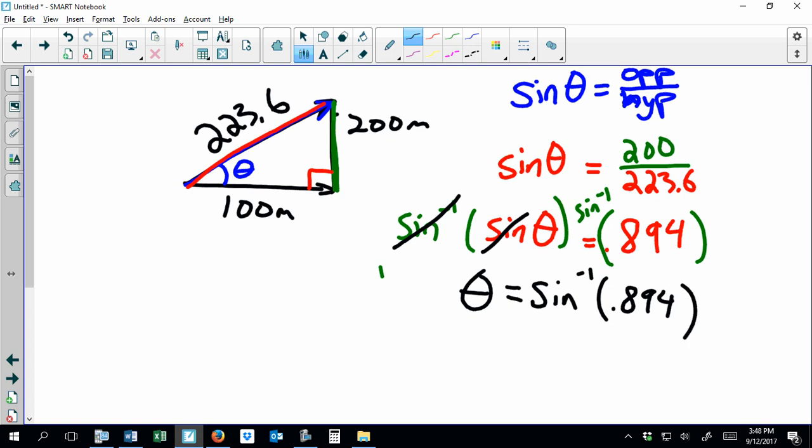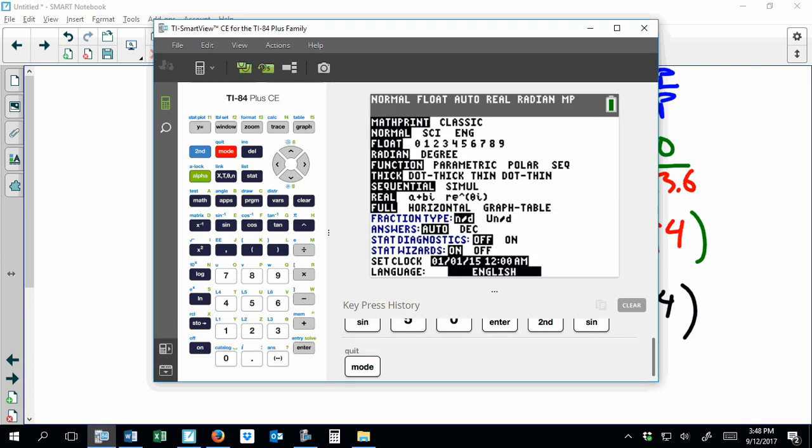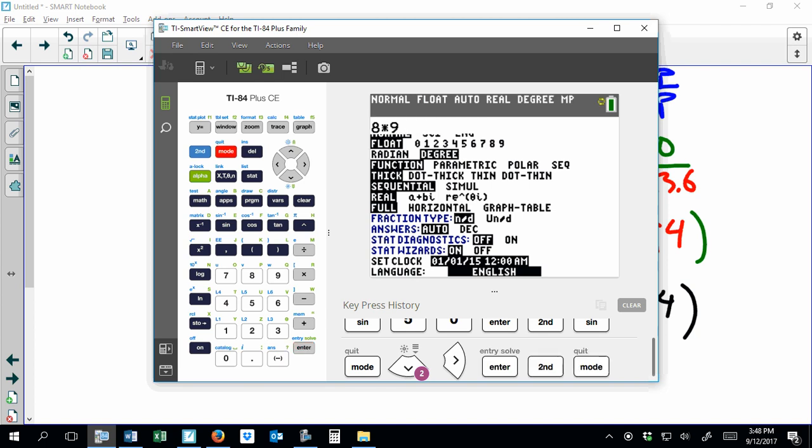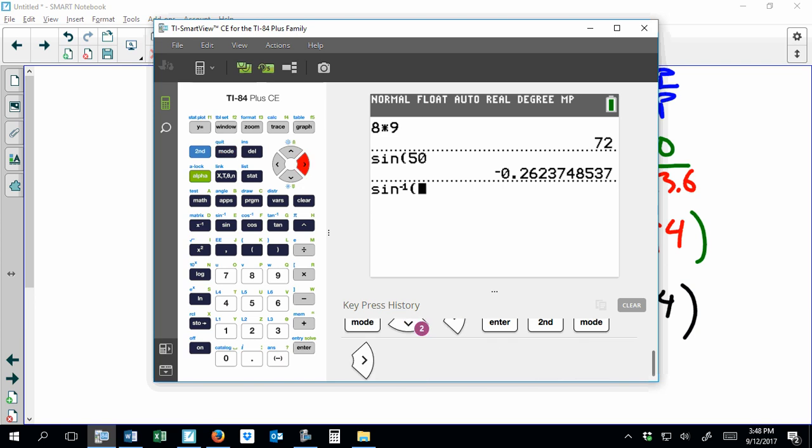One thing I also want to make clear as well, we do have to be in degree mode on our calculator. So if you hit mode, scroll down to degree, radian, click over to degree and hit enter. That will get you the correct answers. If you don't, it will come out wrong.